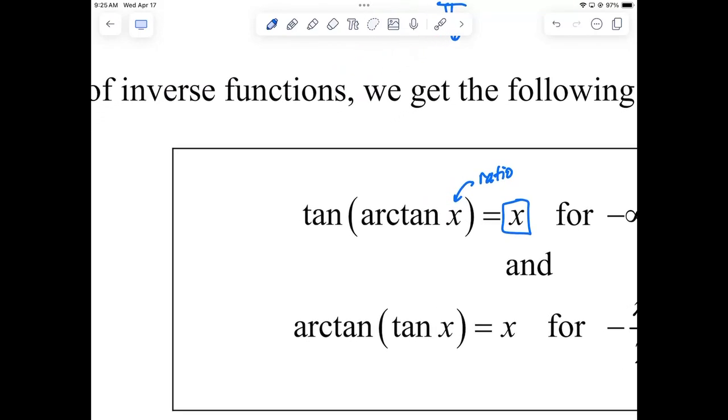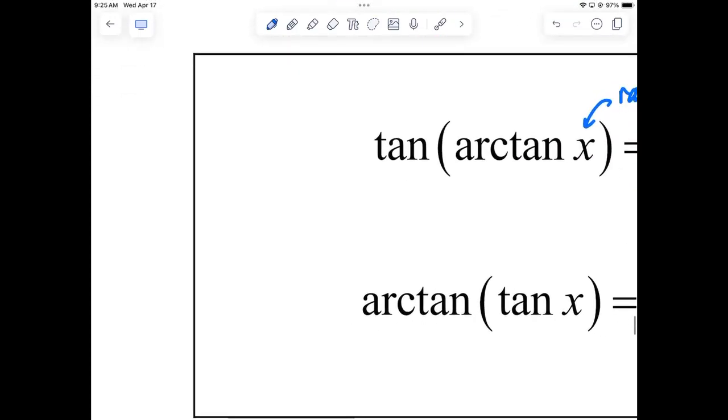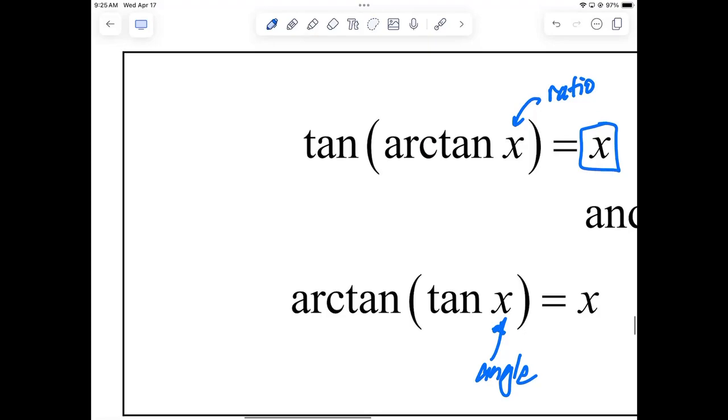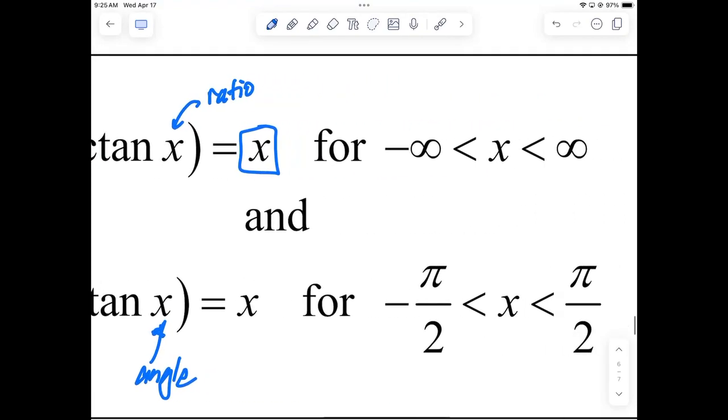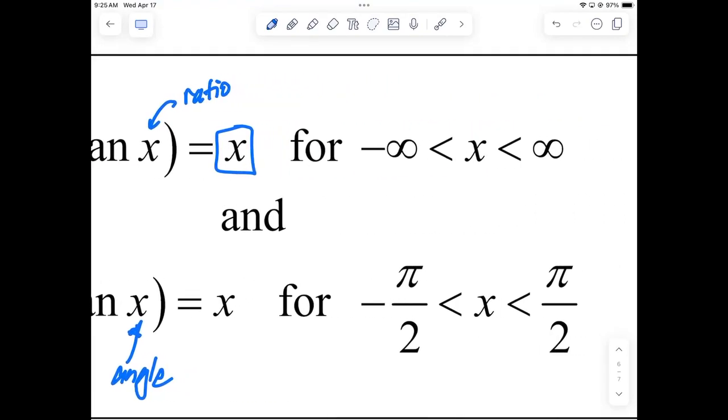Yeah. Speaking of cuidado, if we start with an angle and we take the arctangent of the tangent of that angle, it may or may not be x. It depends on where that angle that we start with lives. If it lives in the PVR, we're good. What's the PVR of arctangent? Negative pi halves to pi halves, non-inclusive.